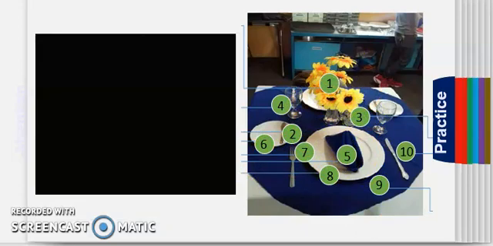To know if you really listened to the discussion, for your activity, kindly see the right side of your screen. Here's the instruction. You are going to identify all the table appointments being used in the a la carte setup. We have 10 table appointments that you need to identify.